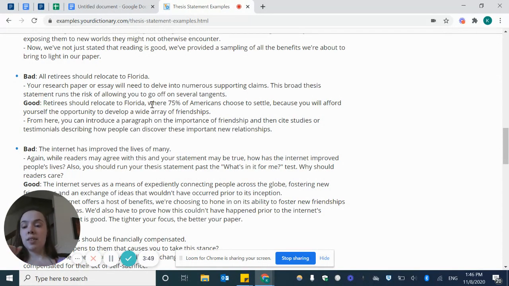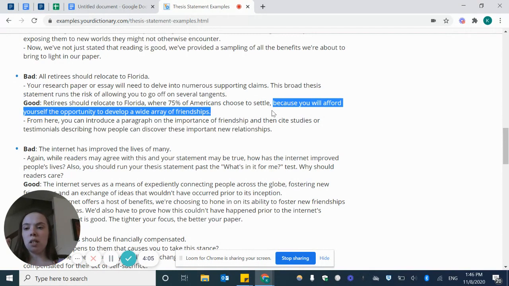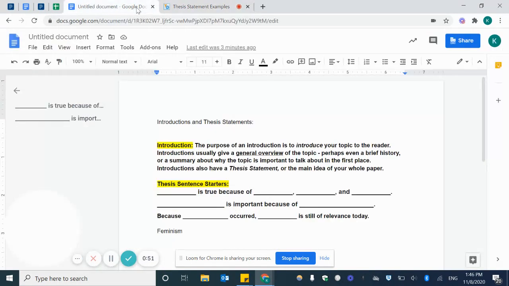So this gives me a fact. It gives me important information such as 75% of Americans choose to retire to Florida, and I'm willing to bet that this paper is going to talk about developing a wide array of friendships. Like, what kind of relationship building is there in Florida? So those are just a couple of examples that I wanted to show you.